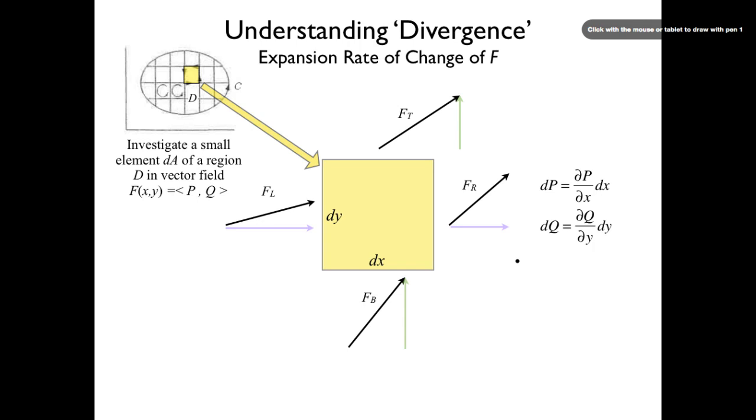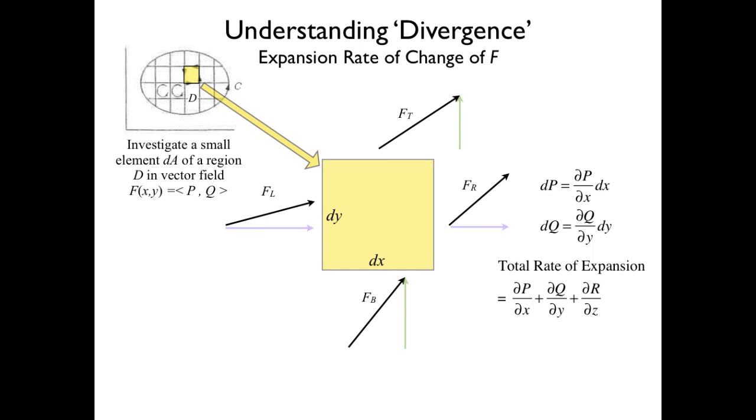So then in R3, we can jump right to R3 and say that the total rate of expansion is just going to be the sum of the expansion in the x direction, the y direction, and the z direction. So it's just going to be that. It's easy. It's much easier than curl.